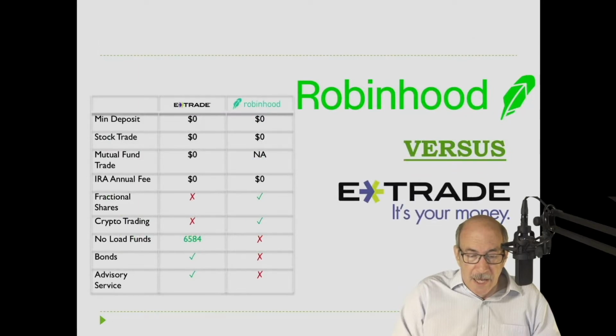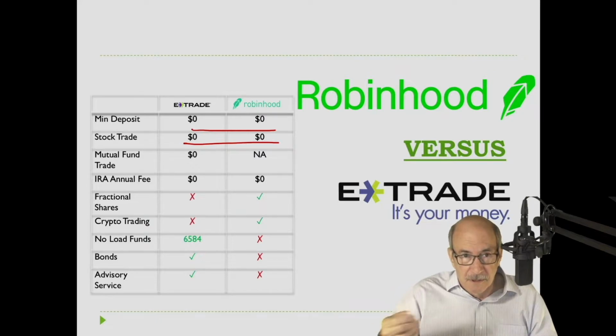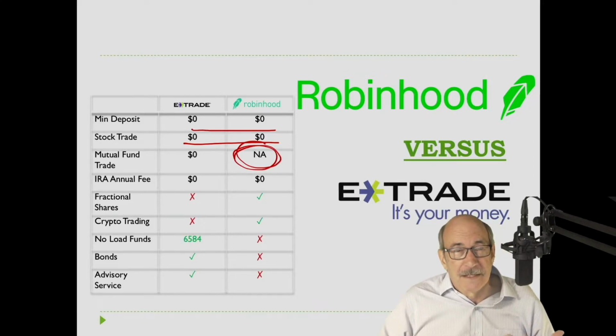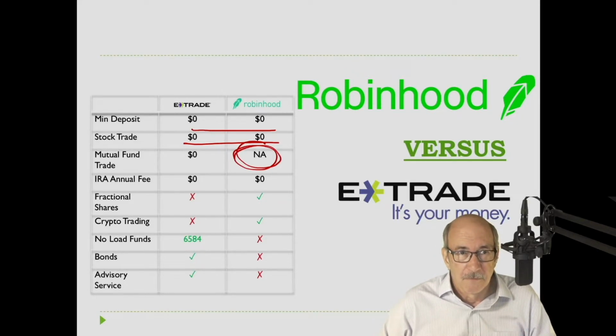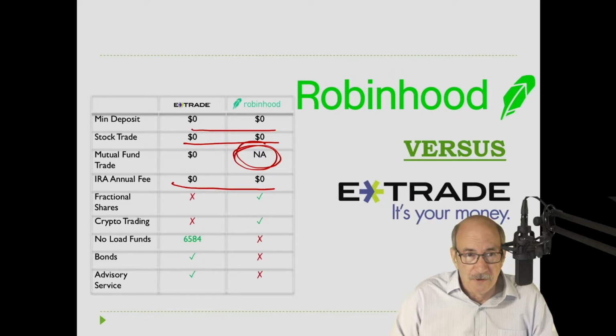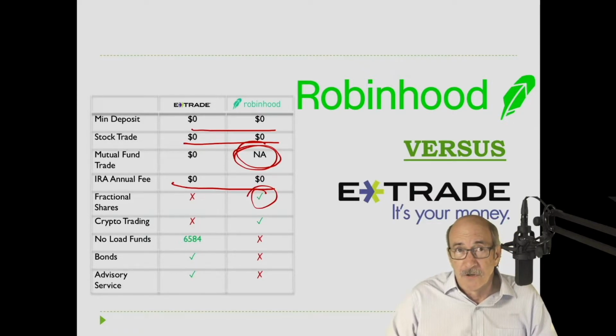When we're looking at minimum deposit, they're the same. Stock trades, the commissions are the same, 0. Mutual funds. Robinhood doesn't have any mutual funds that you can trade on their platform, whereas E-Trade does. So do the other more traditional online brokerages. Annual fee for an IRA, $0 in both cases, so they're comparable. Fractional shares. E-Trade, you can trade in fractional shares.